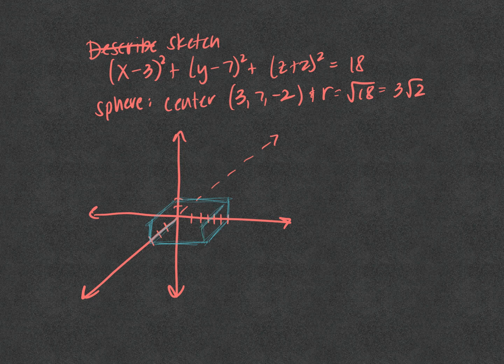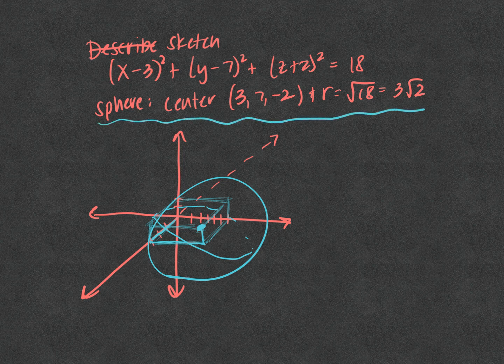Okay, so I'm going back to my beautiful writing utensil. So if I come out 3 and over 7 and up 2, this is my point right here. That's the point for the center of the sphere. And the sphere now is going out a little more than 4. So we're just going to draw a random circle here and say we've got a sphere with a radius of 4. It doesn't have to be exact. It's a sketch, not exactness. So it kind of makes it not really pretty. So often we describe and we don't sketch.